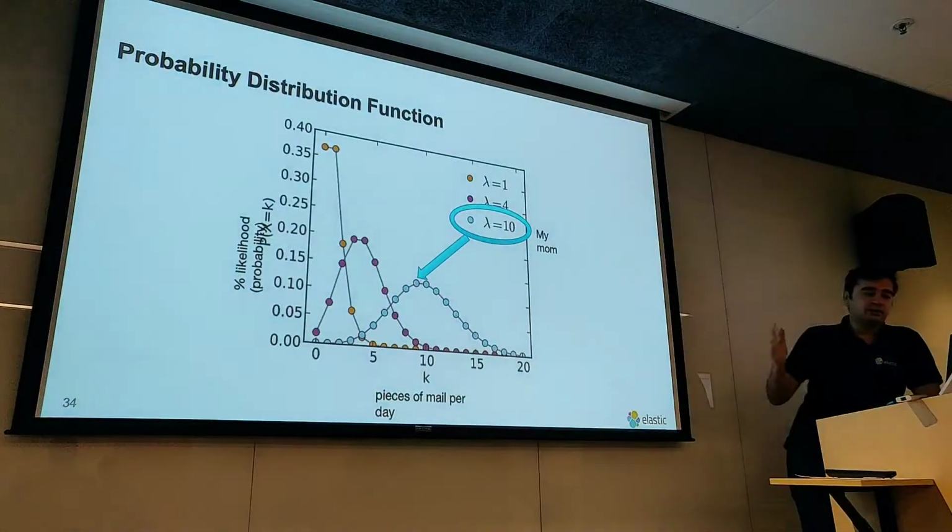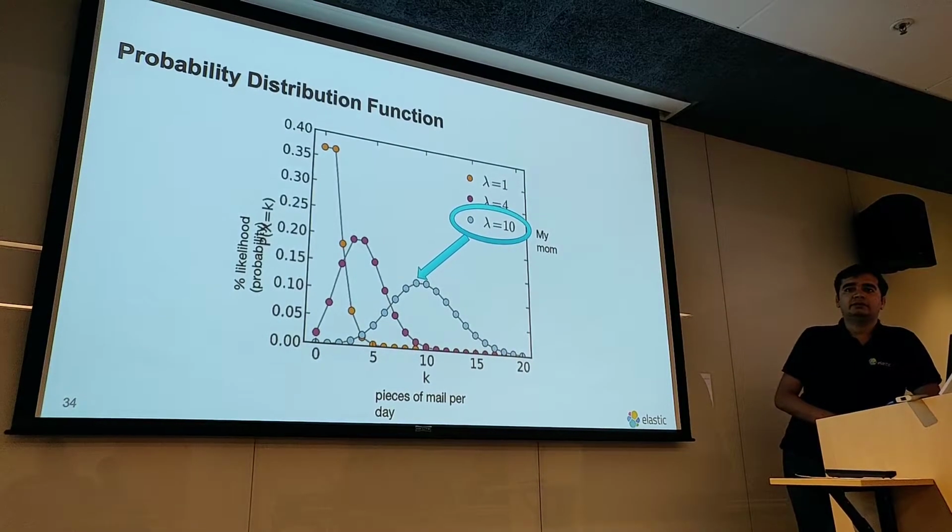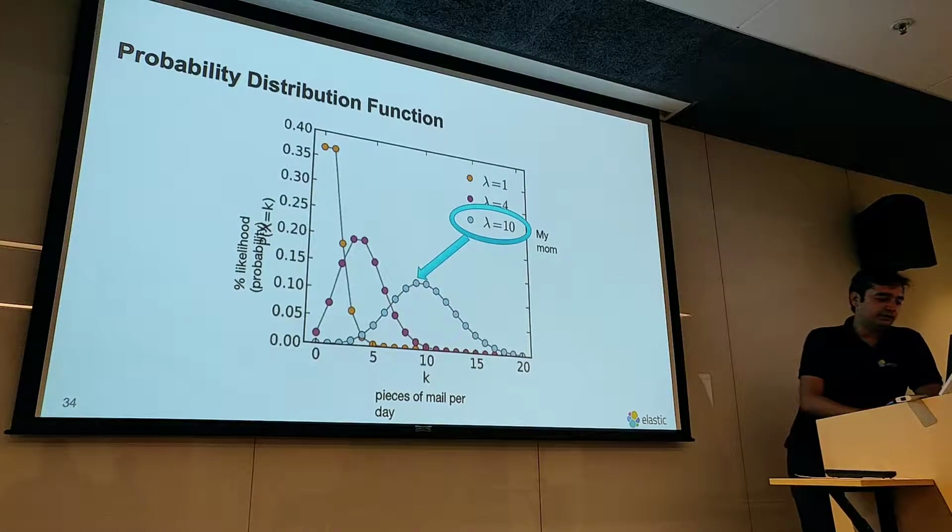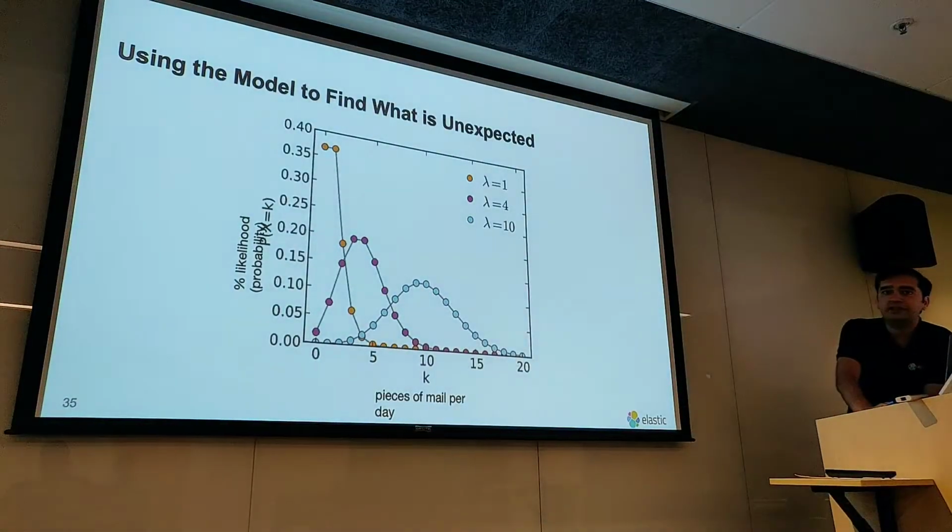But if you have a very old person who is subscribed to a lot of mailers and magazines, who has a lot of free time, they'll have a different function coming in. They'll have lambda equal to 10. On average they expect 10 mails a day. So it all depends on whom you are sampling.